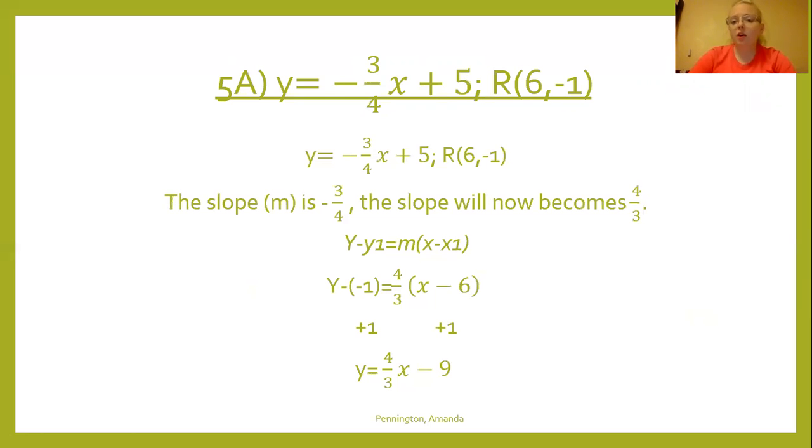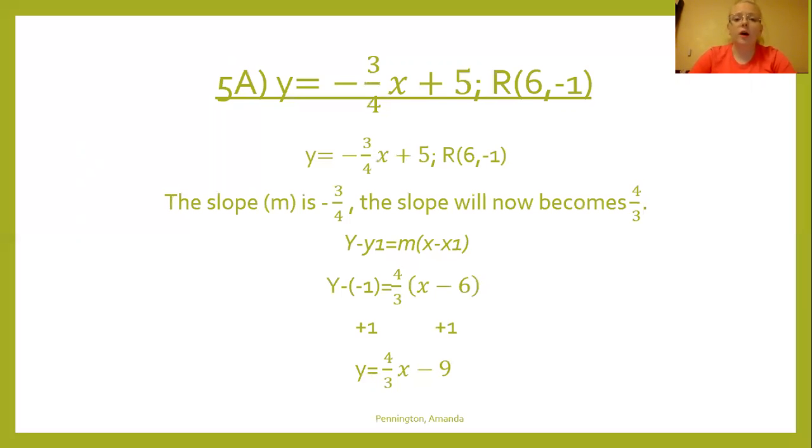Okay? So looking at that, we know the equation y equals mx plus b. The m is always going to be our slope. So our slope is negative 3/4. But we know that we're going to have to do the reciprocal of that. So that means that we're going to have to change the sign, positive or negative, and we're going to have to flip the denominator with the numerator. So the slope will now become 4/3, a positive 4/3.